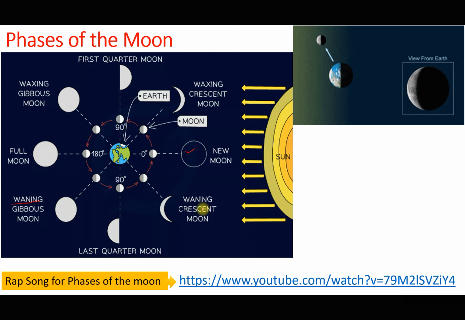Then we see the waning crescent, which is like a smile. And again, we come back to the full moon. So those are considered to be the phases of the moon.